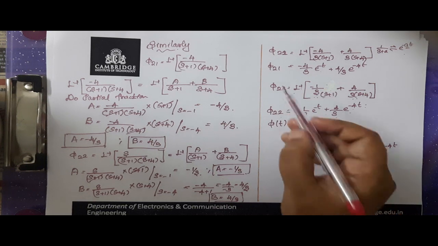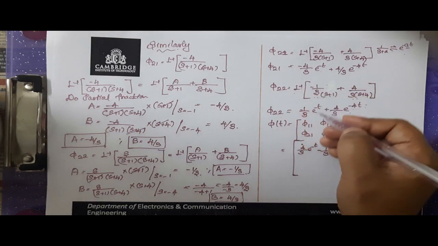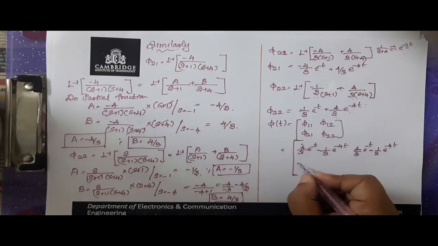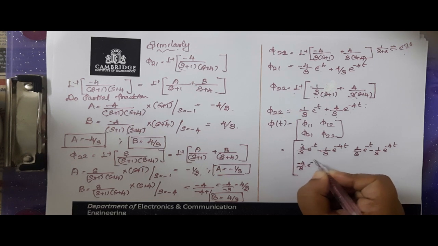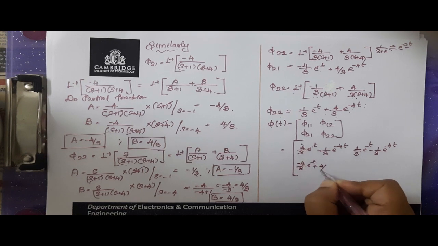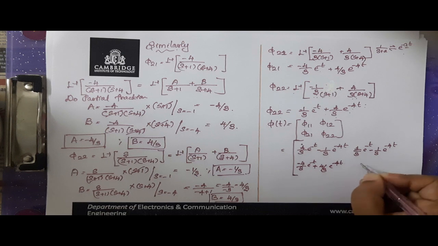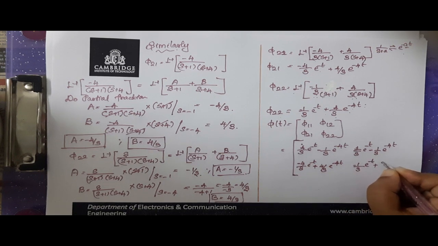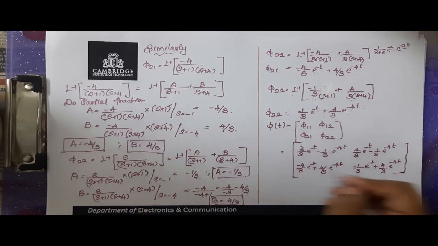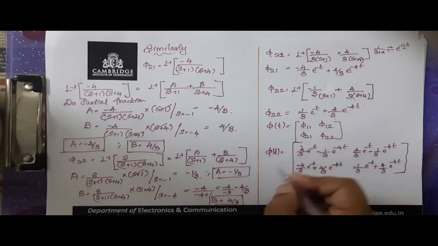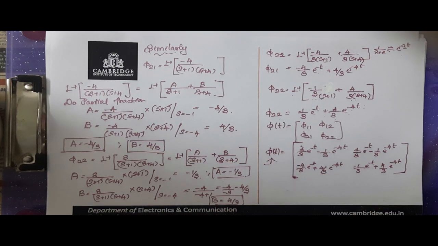And now we have obtained phi 2, 1 and phi 2, 2. Let me copy paste here. Minus 4 by 3 into e to the power minus t plus 4 by 3 into e to the power minus 4t. And we have phi 2, 2 as minus 1 by 3 into e to the power minus t plus 4 by 3 into e to the power minus 4t. Hence now we have obtained the state transition matrix phi of t.